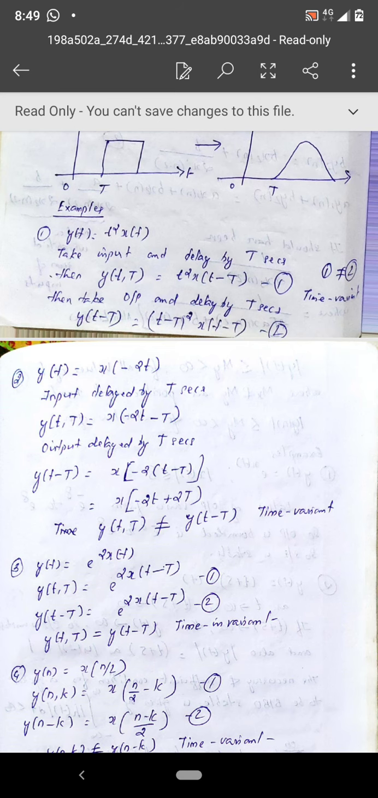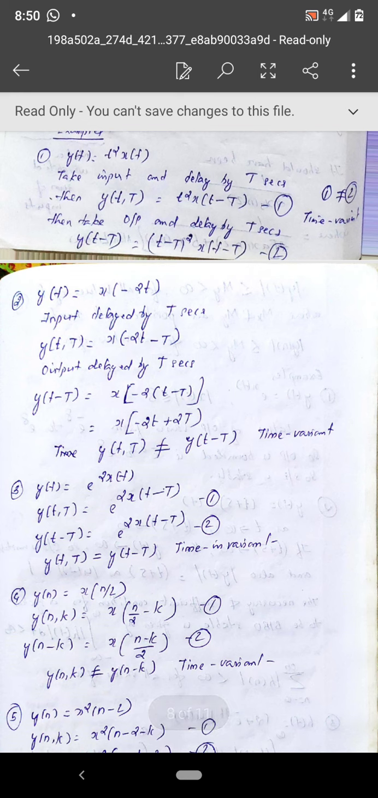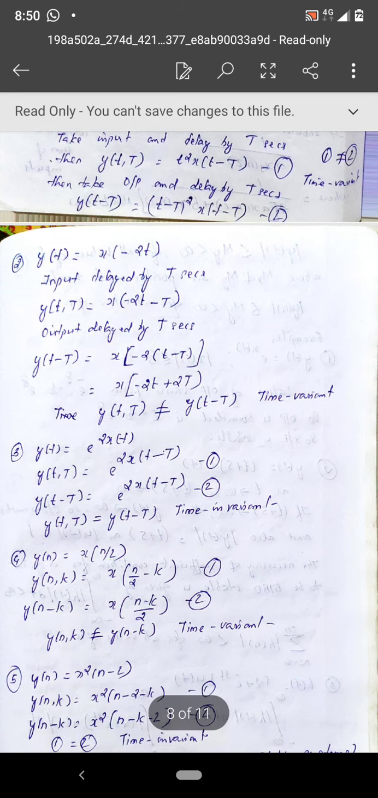You can see the next one, the second example. First, I delay the input by T seconds. I get y of t comma capital T is equal to x of minus 2t minus T. That is delayed by T seconds. Next, the output is delayed by capital T seconds. That is, y of t minus capital T, where the argument t is now replaced by t minus capital T. That is x of minus 2 times, what is t? t is now replaced by t minus capital T. That is equal to x of minus 2t plus, if you open the brackets, x of minus 2t plus 2 capital T. Again, you can see that both are not equal. That is, y of t comma T is not equal to y of t minus capital T. So that is a time variant system.